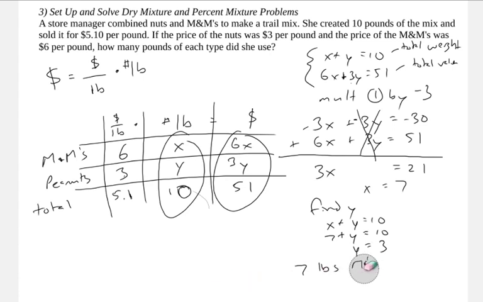Yeah, let's rewrite that. 7 pounds of M&Ms, 3 pounds of nuts.